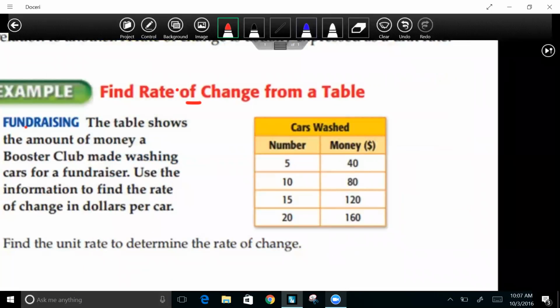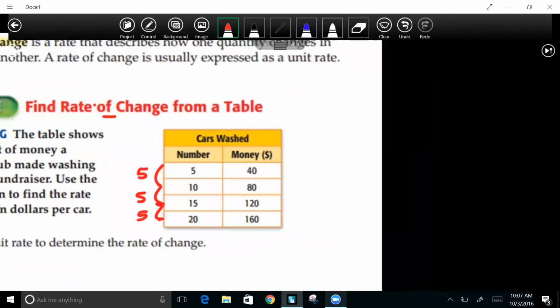5, right? 10 to 15, 15 to 20 is 5. So we see an increase of 5 every time. If we do the same thing for money, how much are we increasing by? 40 and 40.